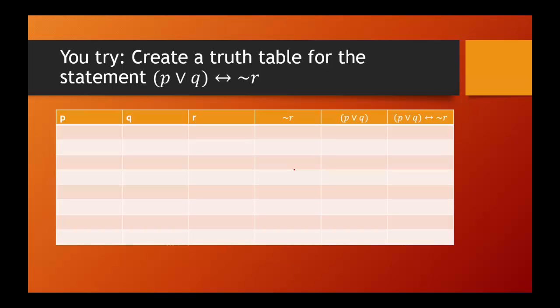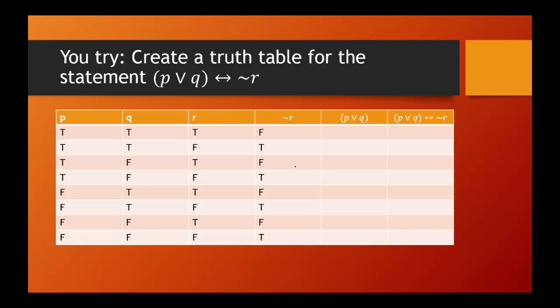Alrighty, so I always want to show you first, here's my layout: P, Q, R, not R, P or Q together, and then the whole thing at the end. Okay, so I threw in the basics. 4 trues, 4 falses, 2 true, 2 false, true, false all the way down, and then I flipped over that R to become not R.